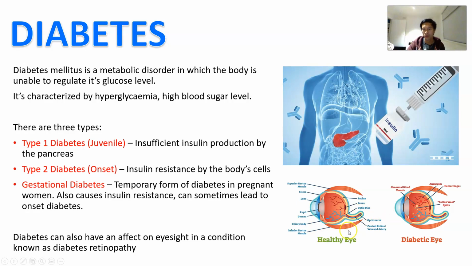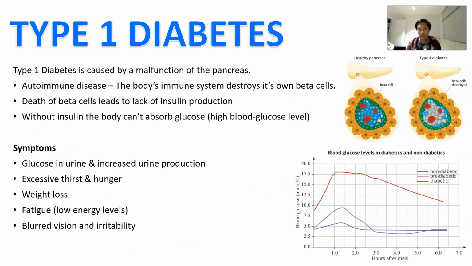Here's a diagram of what a diabetic eye looks like, where you get these little cotton wool spots in the eyesight, and it affects your vision in a few wacky ways. And often optometrists will diagnose diabetes based on a person's eyesight, which is really interesting. Okay, let's take a look at type 1 diabetes.